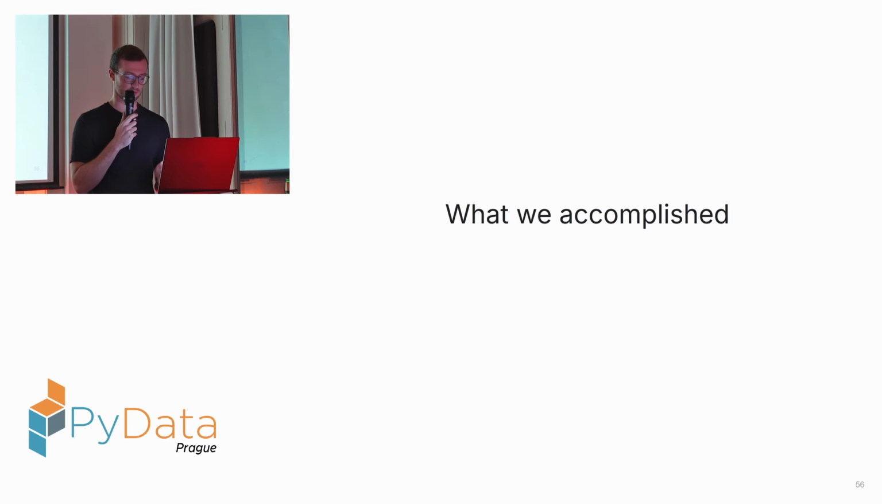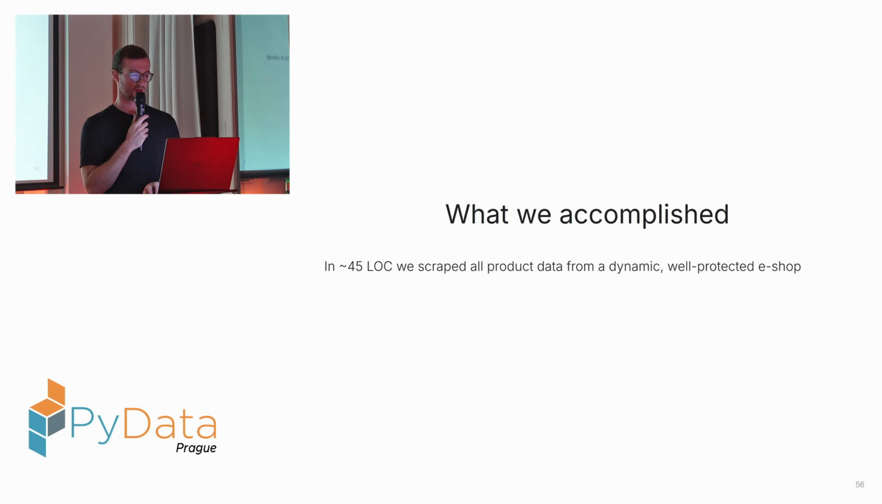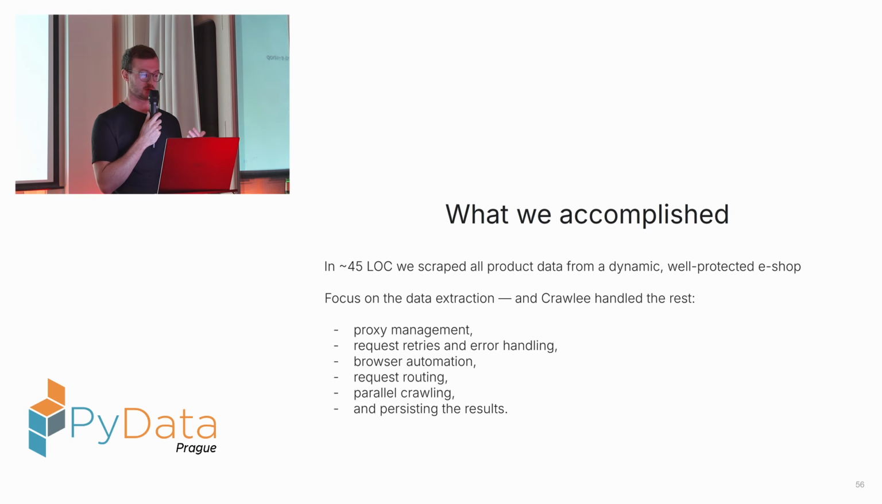Okay, so let me summarize what we have accomplished here. In approximately 45 lines of Python code, we scraped all product data, or all headphones, from a dynamic and well-protected e-commerce site. We could focus only, or mostly, on the data extraction, and Crawlee handled the rest for us: the proxy management, retries, browser automation, request routing, scaling, and also storing the results.